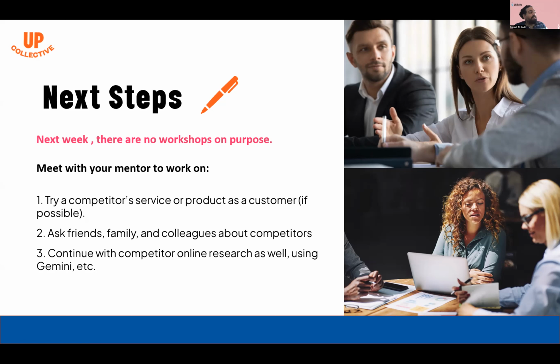Two, ask friends, family, and colleagues about competitors, especially if they use services in your industry and know about it. You can ask them what potential competitors they can find. And the third one is to continue with competitor online research, using Gemini, and work on your USPs, unique selling points, and whatever features you want to add to your product.